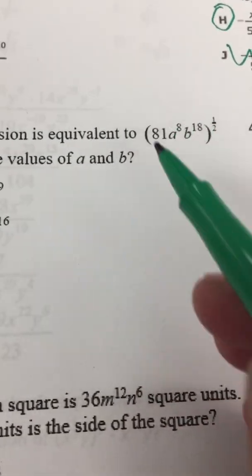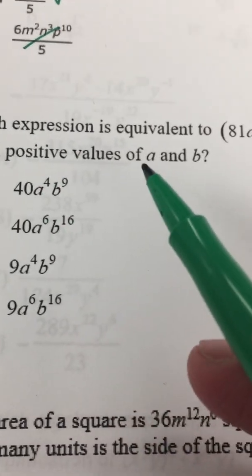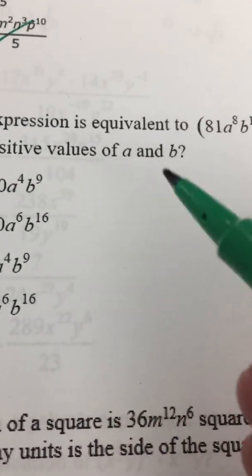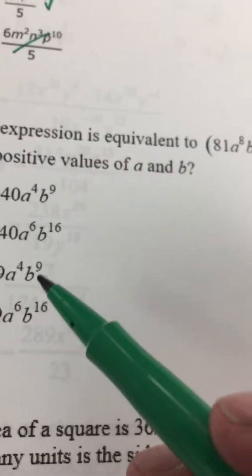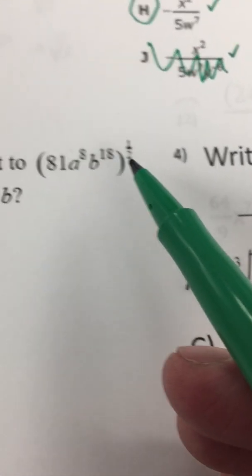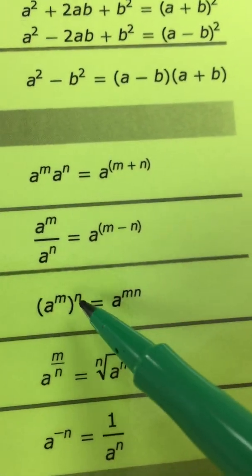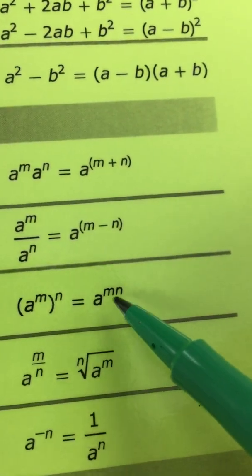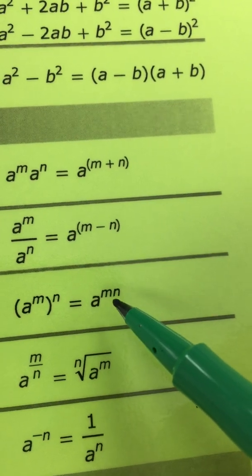Which expression is equivalent to this? And they say for all positive values of a and b. Not so much I'm interested in that. I just want to simplify this down to one of these answers. So I see parentheses and I see an exponent outside of it. What is the rule when I have parentheses with an exponent outside of it? What do you do with the exponents? You multiply them. This is multiplication. So outside 1/2 times inside 1/2.